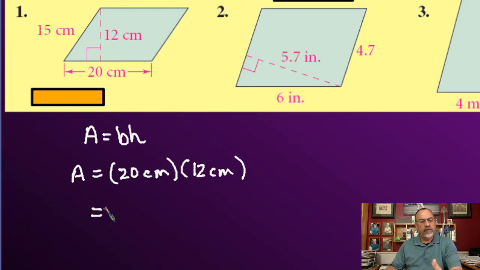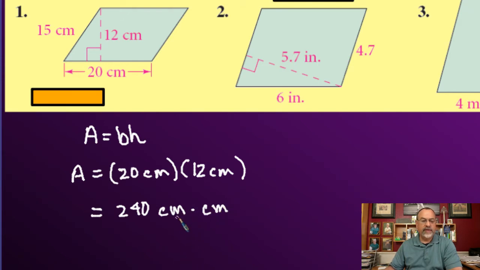And kind of like we were doing when we worked with radicals, you can multiply non-radical numbers by other non-radical numbers, or you can multiply radicands by radicands, but you can't mix them. It's the same thing here in that I can multiply the numbers together. So the 20 times the 12 is 240. And then I can also multiply the words together. This is centimeters times centimeters.